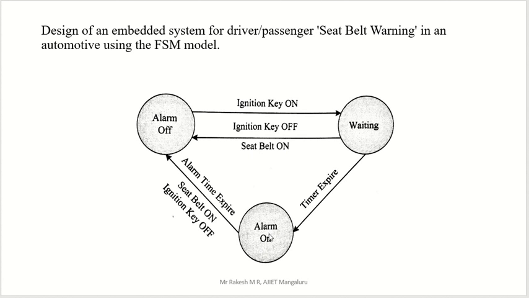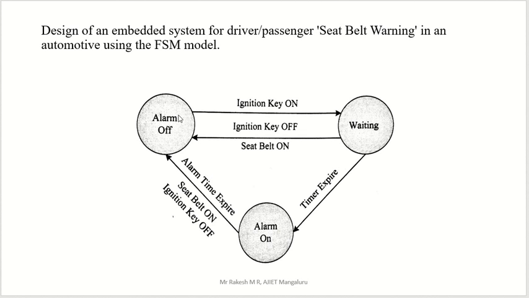Why is the alarm on? That is a seat belt warning. The driver has to put on the seat belt, that is the alarm. Now once the alarm is on, when does the alarm go off? Two things: either the alarm time expires, at that time the alarm goes off, or the seat belt is on. Otherwise, when the alarm is on and you put your seat belt on, then also the alarm goes off. Or when the alarm is on, you switch off your vehicle or the ignition key is off, then also the alarm is off.